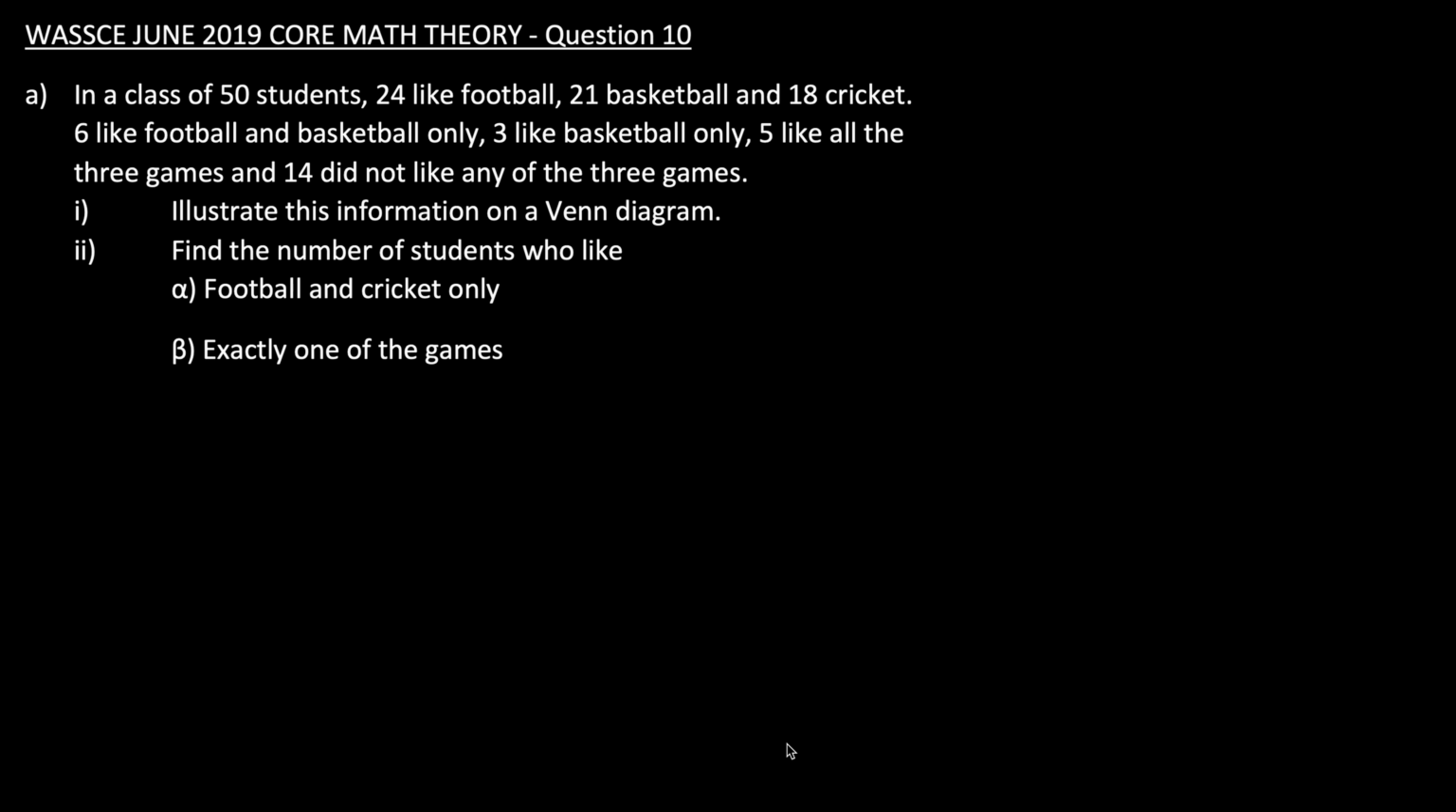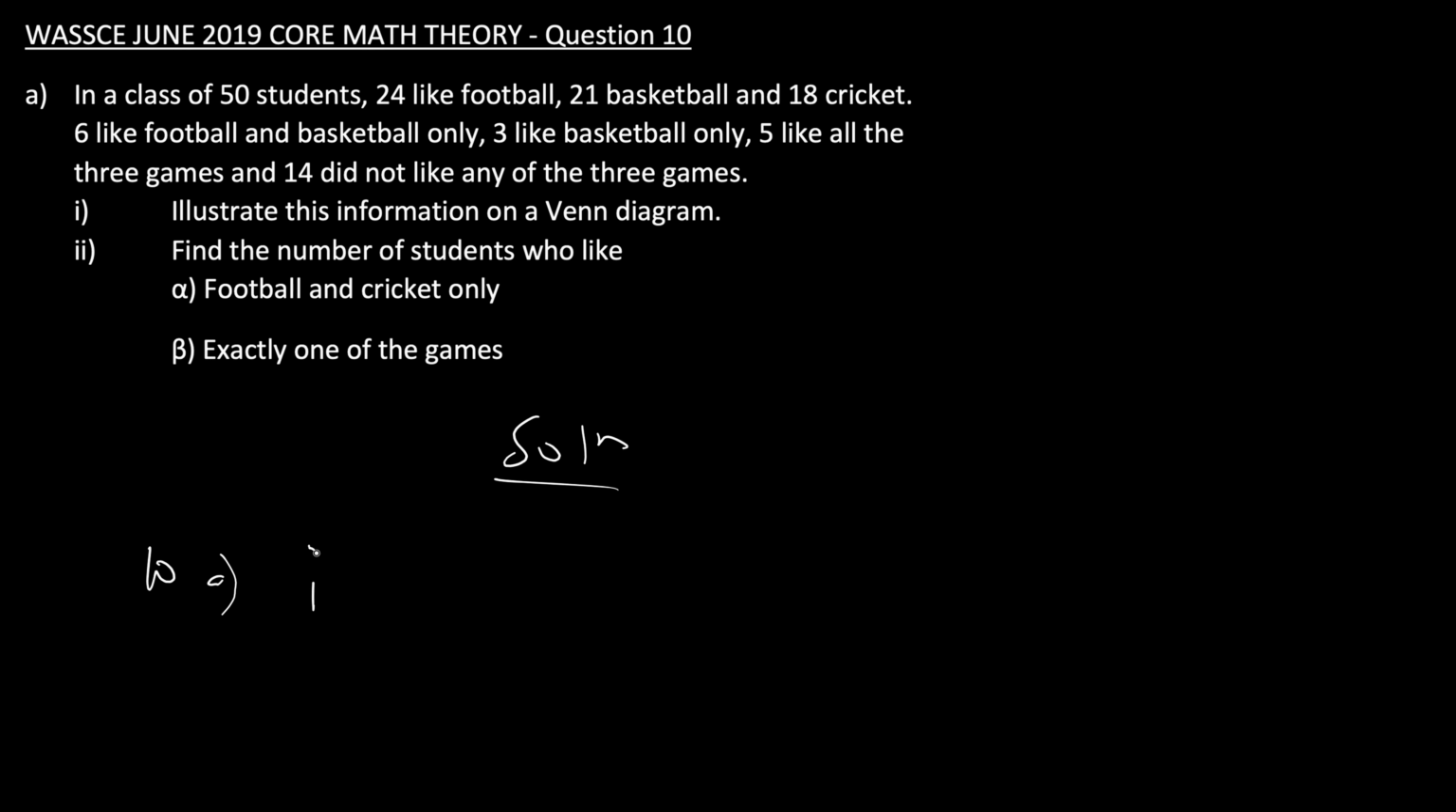Illustrate this information on a Venn diagram. II. Find the number of students who like (alpha) football and cricket only, (beta) exactly one of the 3 games. So let's move on to the solution for our question 10.